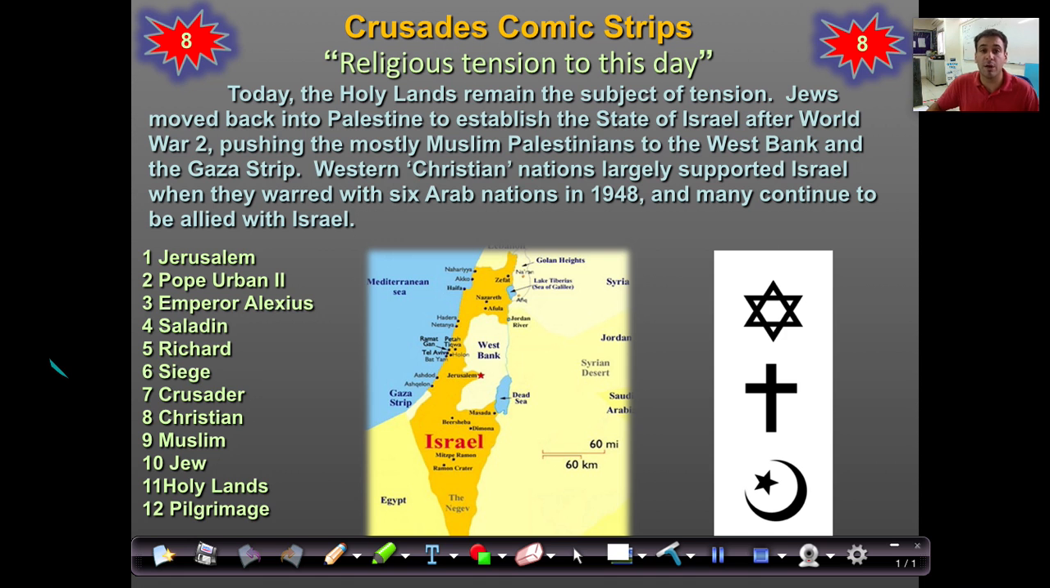So today, the Holy Lands remain the subject of a lot of attention. Jews moved back into Palestine to establish the state of Israel after World War II, pushing mostly Muslim Palestinians to the West Bank. So this is the West Bank and the Gaza Strip. Western Christian nations largely supported Israel when they fought the 6 Arab nations in 1948, and many continue to be allied with Israel today.